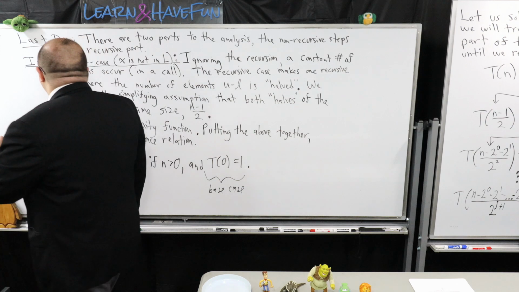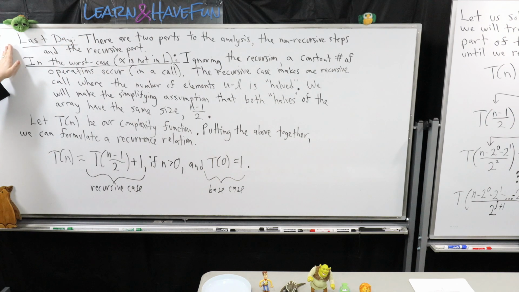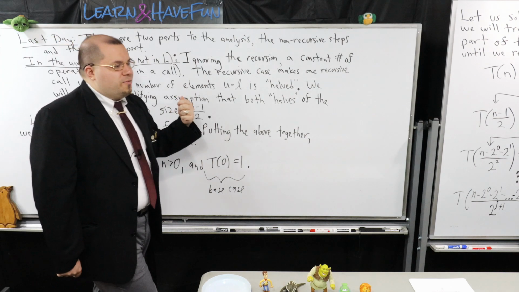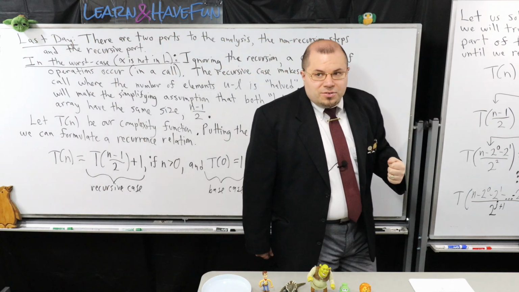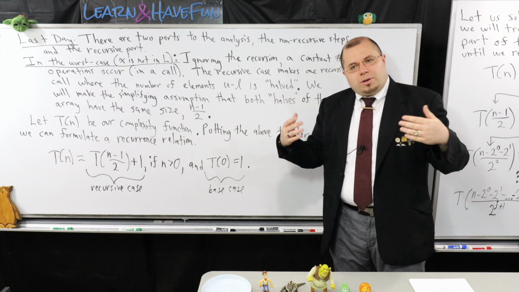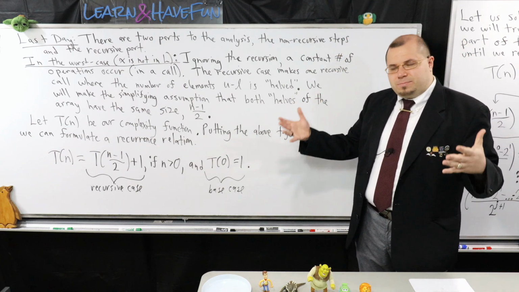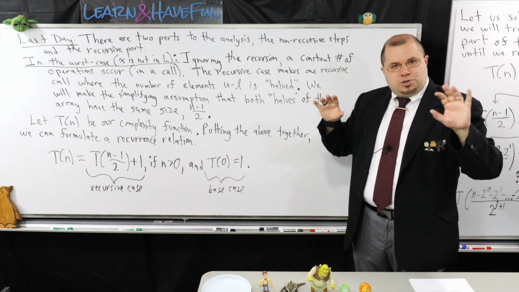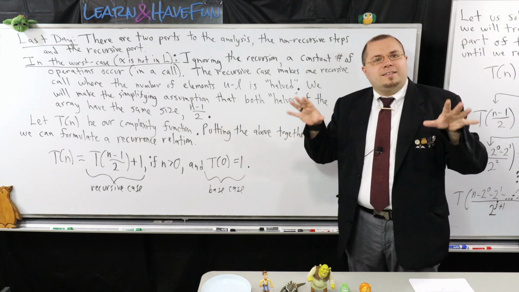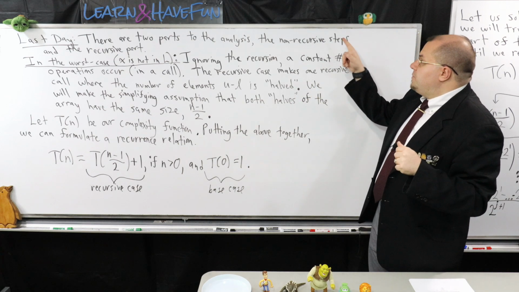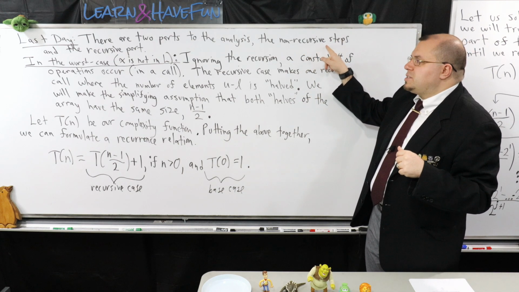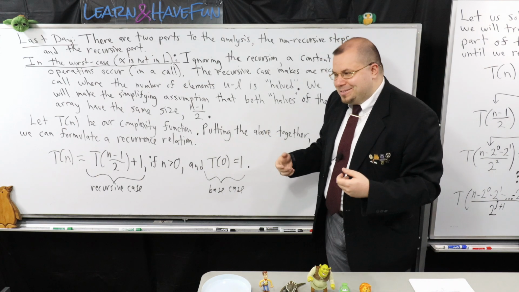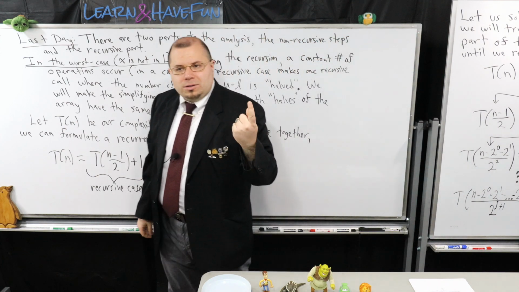So last day I was trying to formulate what we call a recurrence relation that represents the time complexity of binary search. So I thought I would go into a few more details just to elaborate on what we discussed at the last bit of class last time. Just keep in mind that there's two big parts when we're actually analyzing a recursive algorithm. First, there's the non-recursive steps. So this is the amount of work that happens when you just make a call to your function.